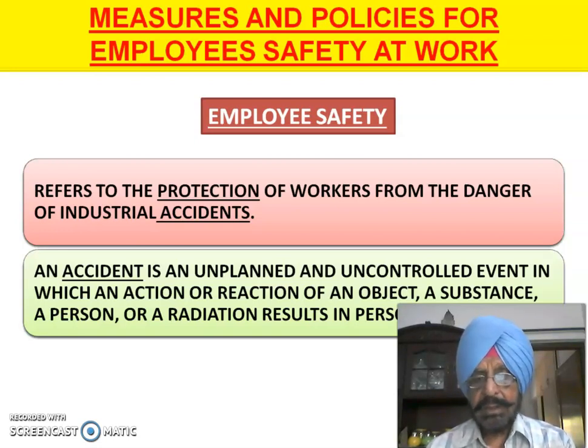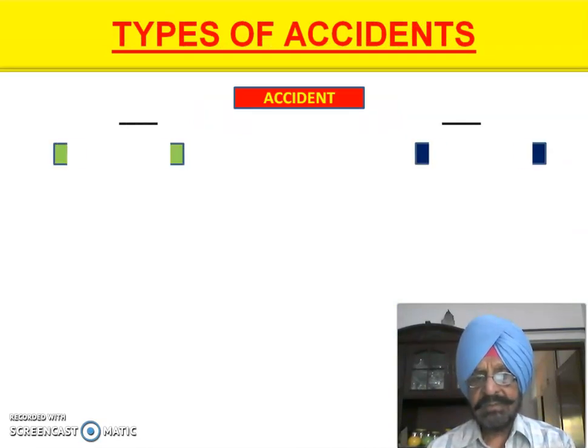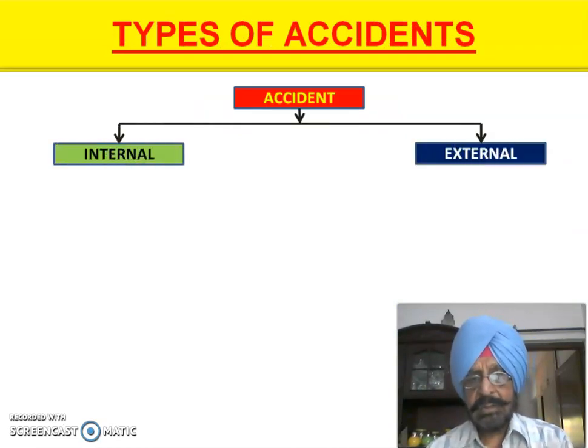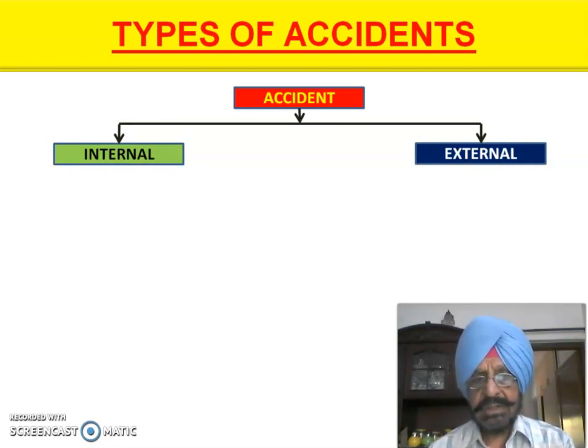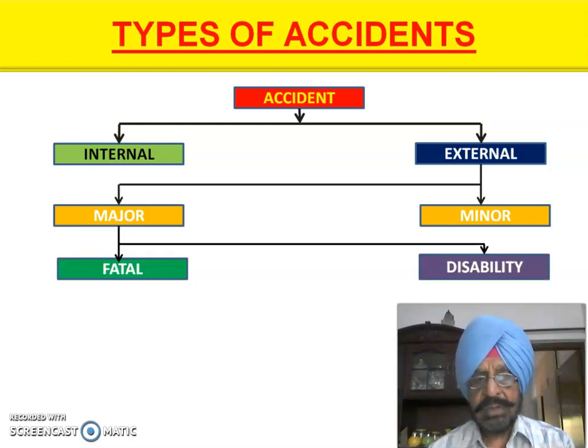Then the next point is the types of accident, which we will see. Now there could be two types, internal and external. That is, a person gets injured and there is an internal injury which is not visible outside. Then external accident could again be major or minor, and internal accident could also be major or minor.